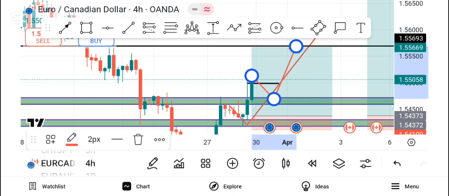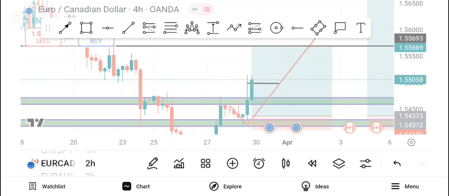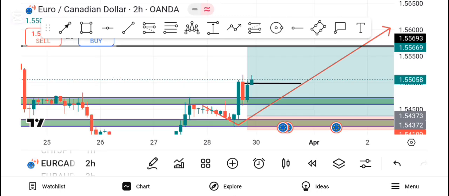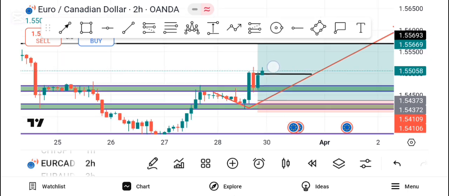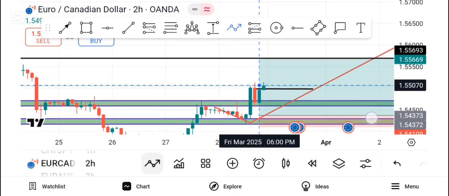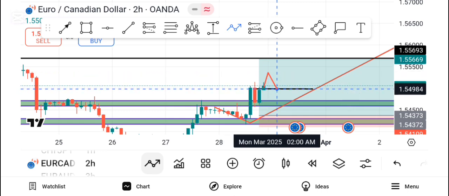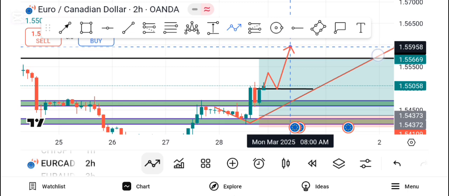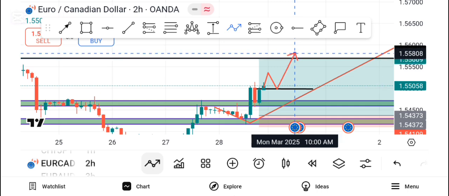Why did I say so? Let me go to the 2 hour time frame and show you why. You can see it formed another level here, and it has broken that level. So maybe a retest may be something of this nature over here. You might push a little bit, retest here, then you might buy from here, your TP1 here, then it can go further to the upside. So this is the technical analysis on Euro CAD.